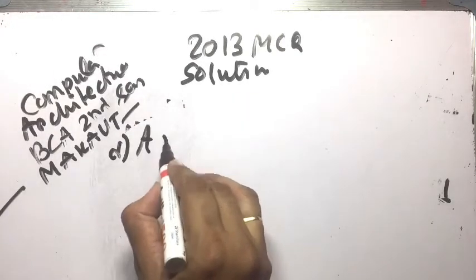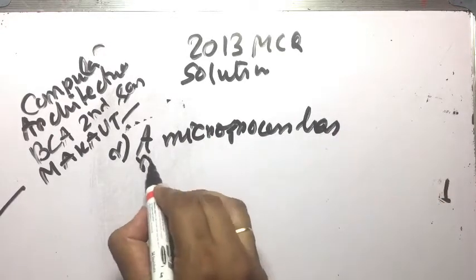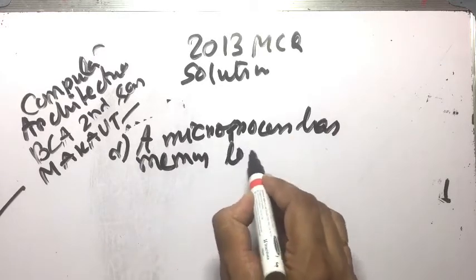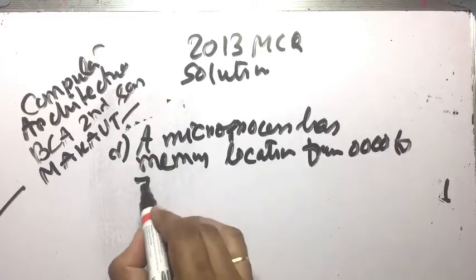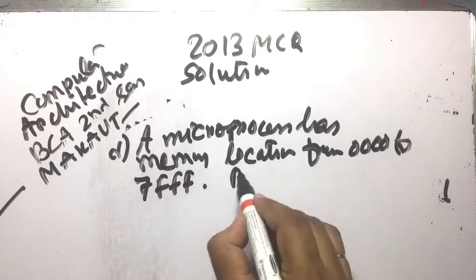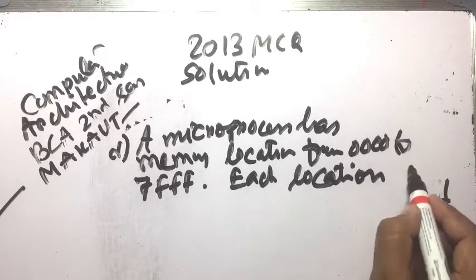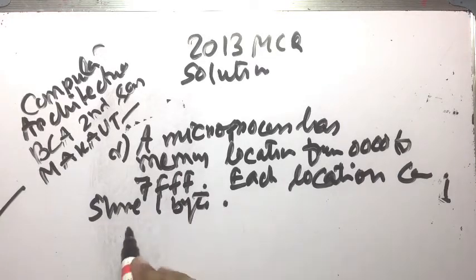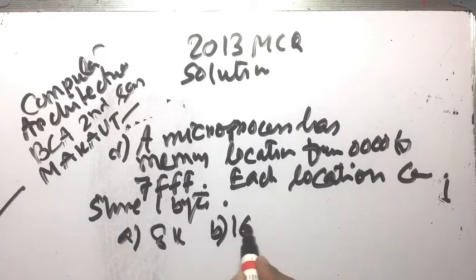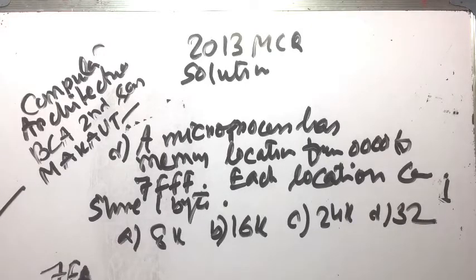Question number 4. A microprocessor has memory locations from 00000 to 7FFFF. Each location can store 1 byte. So how much memory is required? Option A is 8K, option B is 16K, option C is 24K, option D is 32K. This is a hexadecimal number, and we need to convert it into a decimal number.